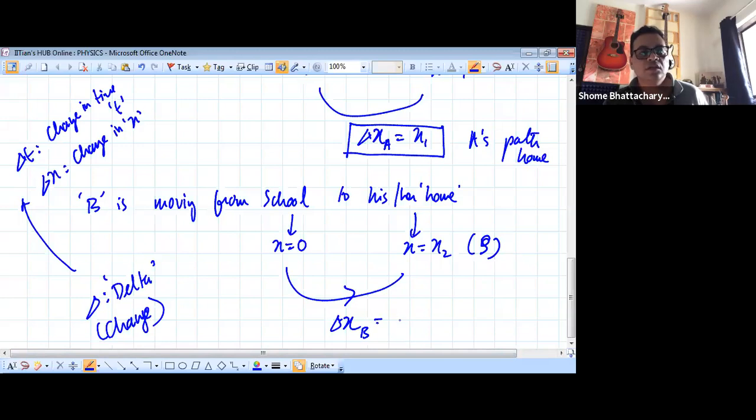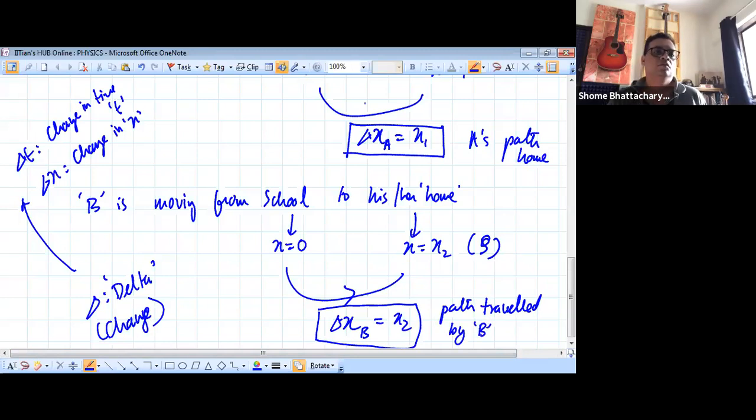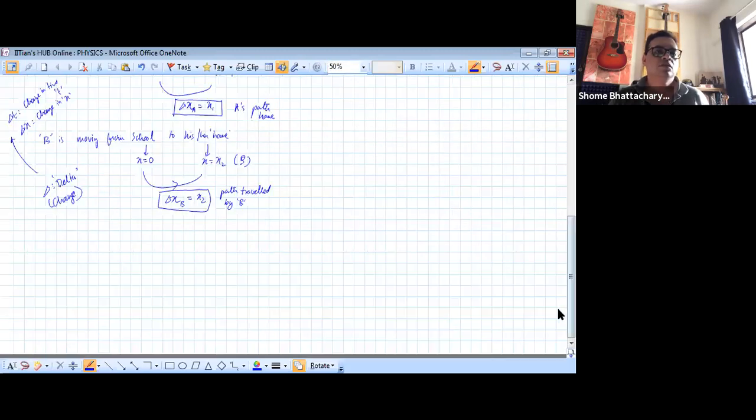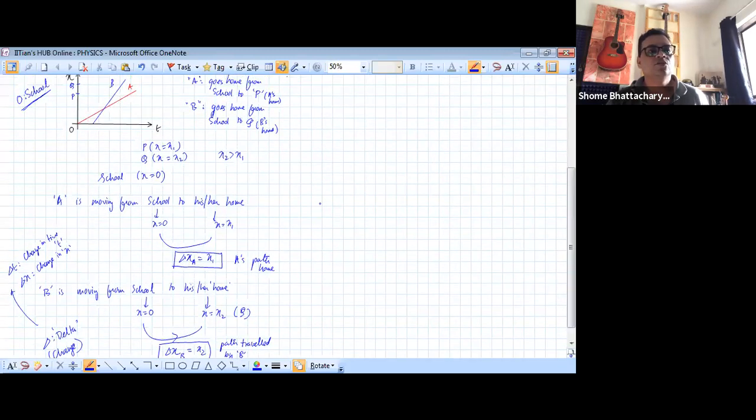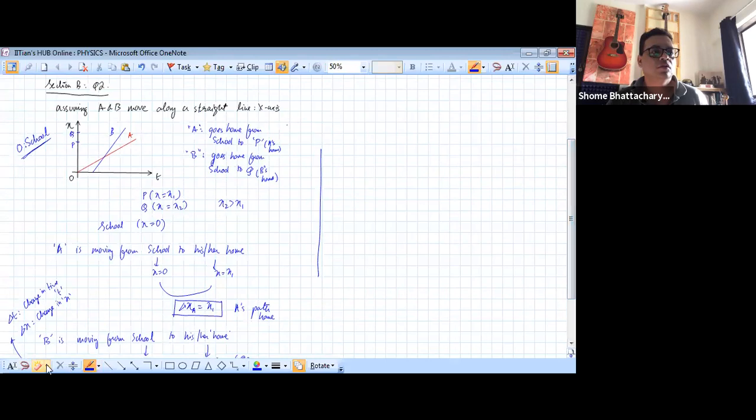So coming back to this, B's path is how much? It is x2. This is the path traveled by B. So that is one thing you can see. The other thing you can see in the graph is that if you analyze this graph at time t equal to 0, A is at x equal to 0, that is at school.